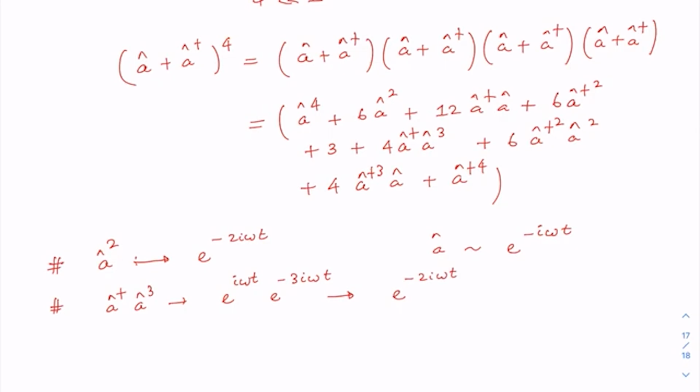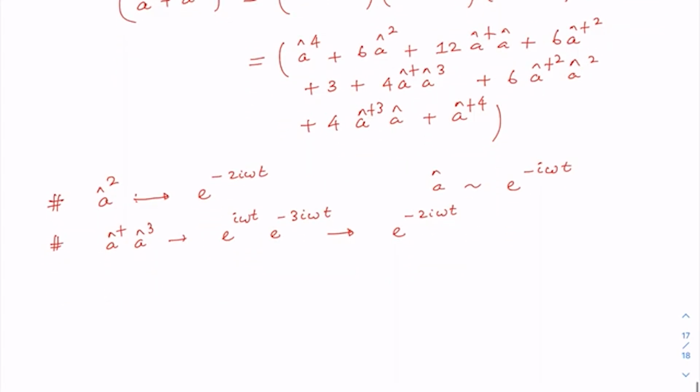So this way you can analyze it, and you will find that there will be a lot of terms which are rotating, and there will be a couple of terms which are non-rotating terms. And as per the rotating wave approximation, you neglect all the rotating terms and just keep the non-rotating ones.